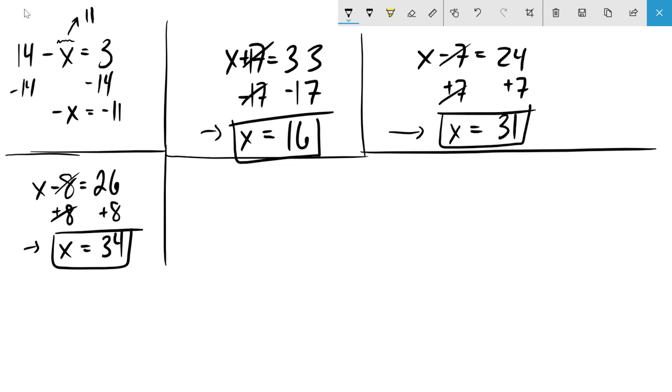Then we got the next one. What was it? S plus 67 equals 89. Well, you got a plus 67. How do you get rid of it?